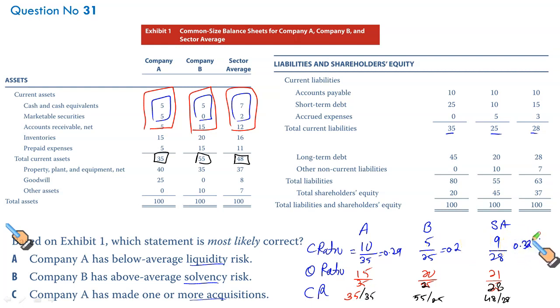Quick ratio, 15 by 35, given in red, is 0.42, if I'm not wrong. 20 by 25 is 0.80. And the sector average is 20 by 28, that's 0.75. The last one, current ratio, 35 by 35 is 1, given in black. 55 by 25 is 2.2. And 48 by 28 is 1.75.